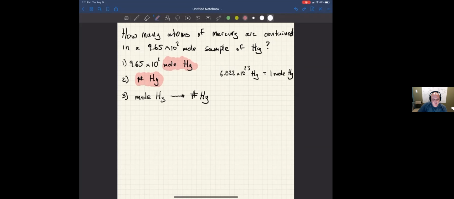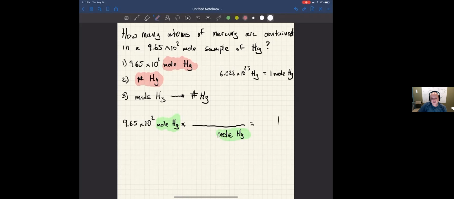So putting it all together, now that I've got all my planning done, I can write down 9.65 times 10 to the 2 moles of mercury. I have one conversion factor that I need to use since there's only a one-step direct conversion. And I look at these units and I say, I have moles of mercury in the numerator here, and so they need to be in the denominator there in order to cancel out.